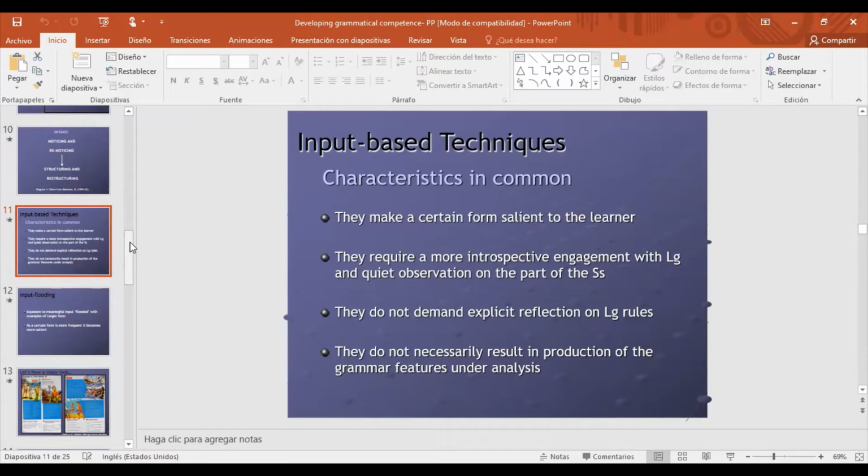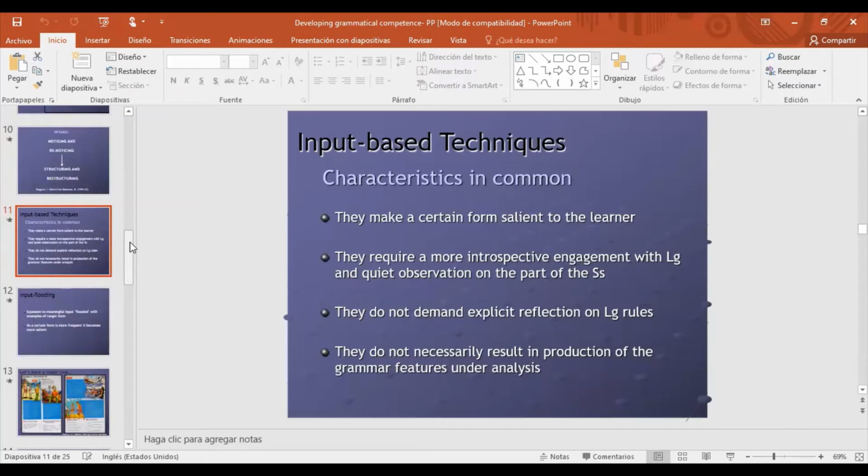There are different techniques which have certain things in common that are mentioned here. They make a certain form salient to the learner. This means that from the inputs the learners get, which has to do with the whole of the language and not just isolated bits, there will be something salient that will call students' attention. And we will see examples of this in a minute. Something from the inputs focuses their attention on a particular form of the language.